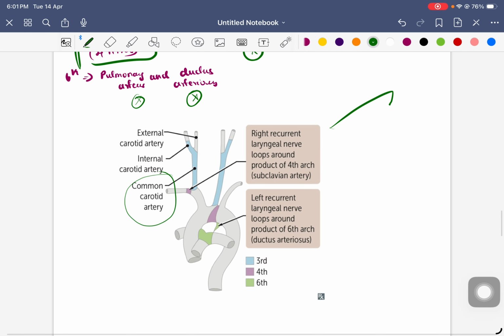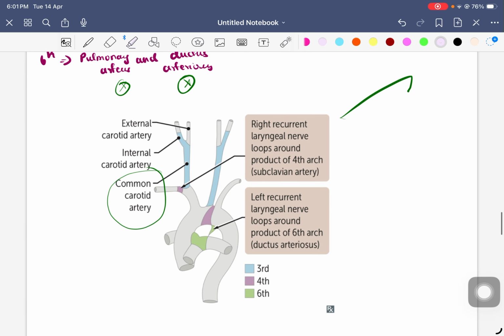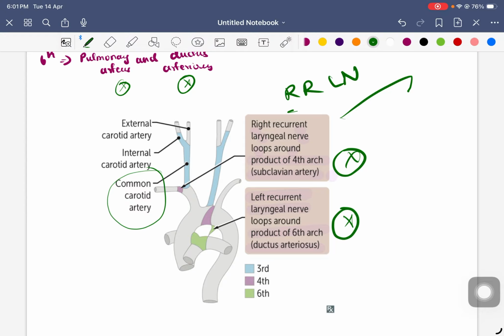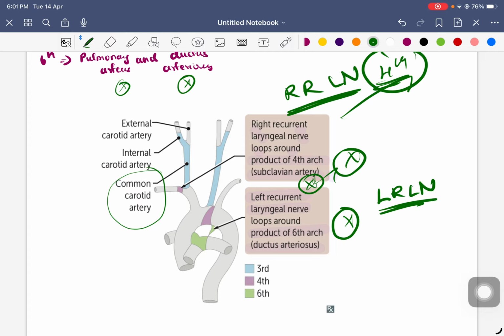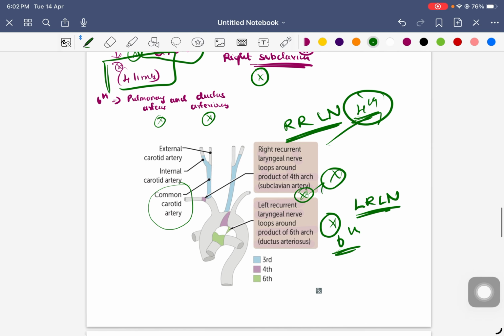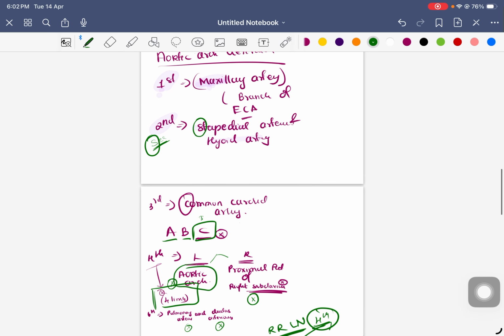So here are the images for that. But here we have to remember one point. The right recurrent laryngeal nerve loops around the product of the fourth arch, which is the subclavian artery. The left recurrent laryngeal nerve loops around the product of the sixth arch, which is the ductus arteriosus. We need to know these two points.